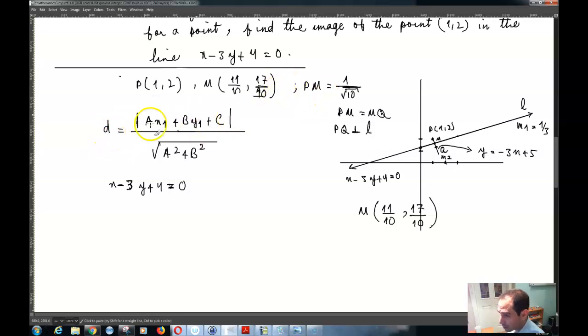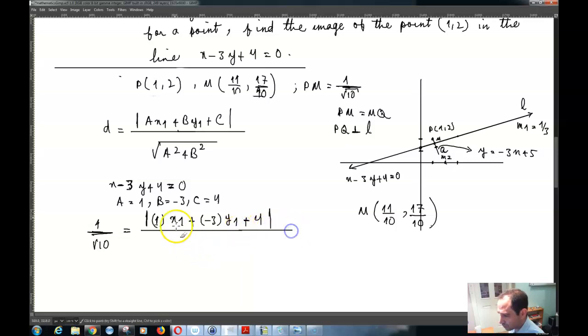So let's say that the perpendicular distance we are looking at is 1 over square root of 10. Here my A is 1, my B is negative 3, and my C is equal to 4. So I can write the absolute value of A, which is 1, times x1 plus negative 3 times y1 plus C, which is 4, over the square root of A squared plus B squared. So you have 1 squared plus negative 3 squared.